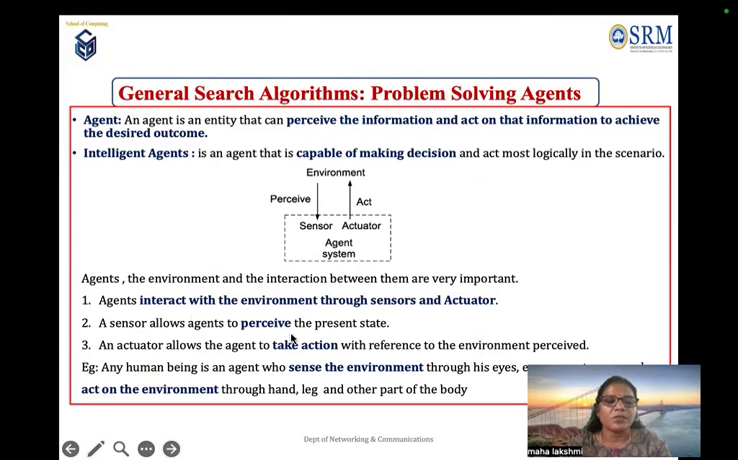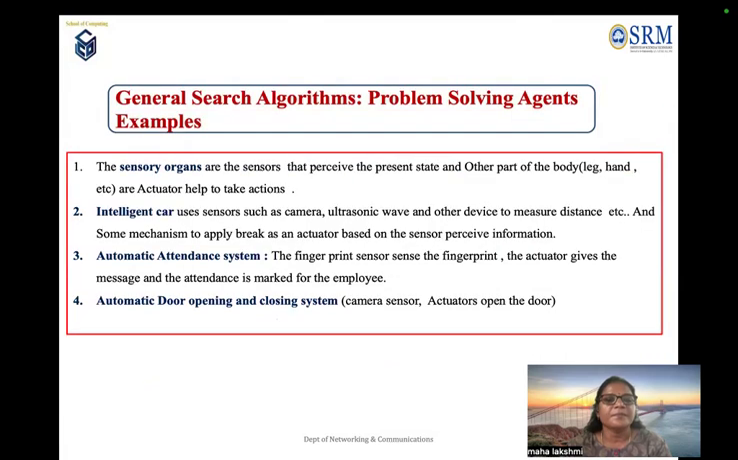They perceive the information through the sensors, and actuators allow the agent to take action with reference to the environment that has been perceived. Any human being is an agent who senses the environment through eyes, nose, and skin, and acts through hands and legs. In problem solving agent examples, the sensory organs are the sensors that perceive the present state, and other parts of the body, for example hands and legs, are actuators that help in actions.